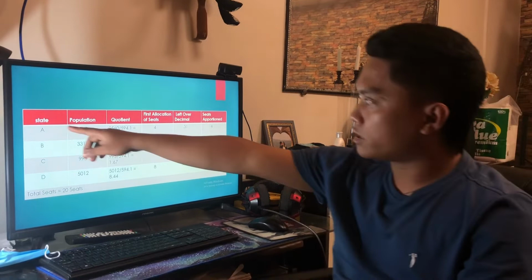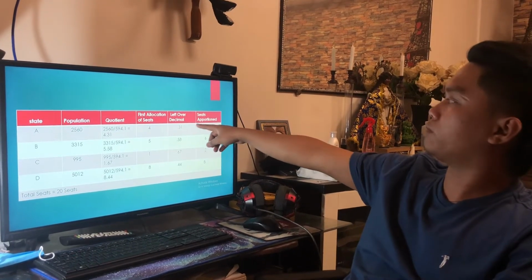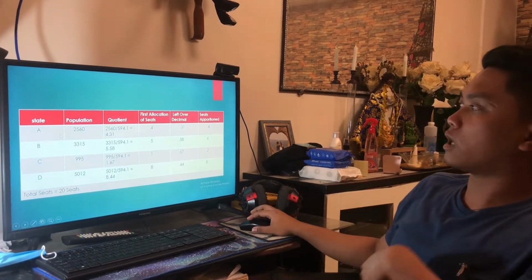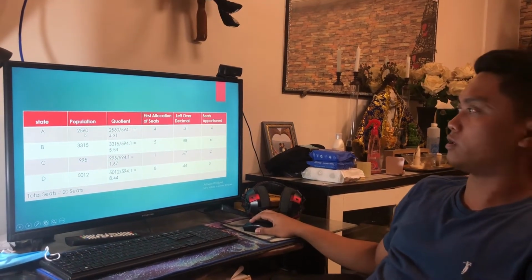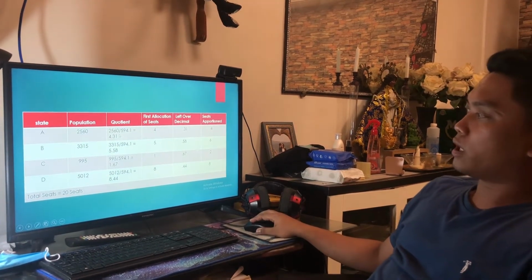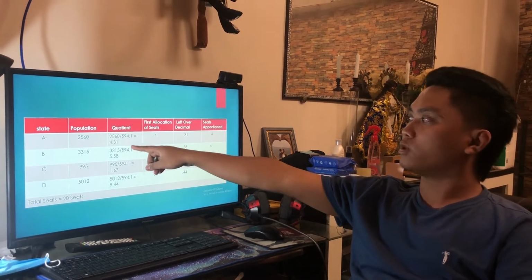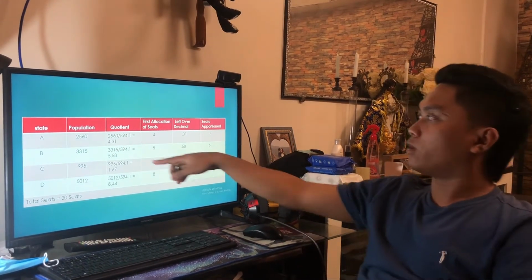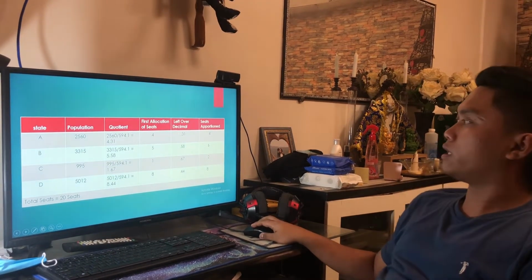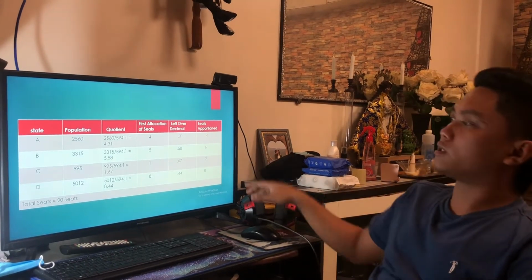And this is the state, population, quotient, first allocation of seats, leftover decimal, and seats appointed. State A has a population of 2,560, and the quotient is 2,560 divided by 594.1, which equals 4.31. The first allocation of seats is 4, the leftover decimal is 0.31, and the seats appointed is 4.